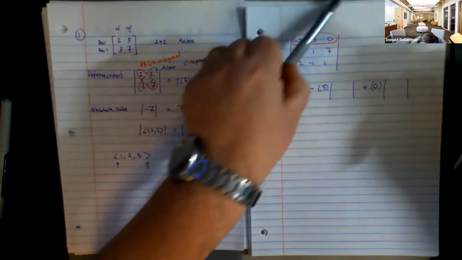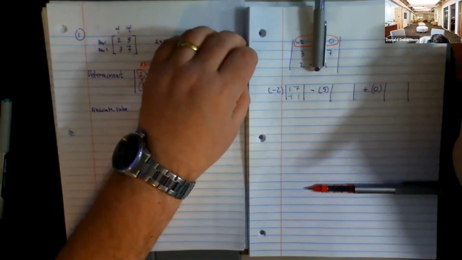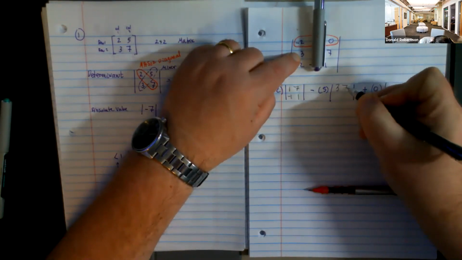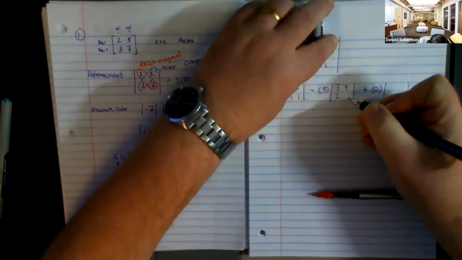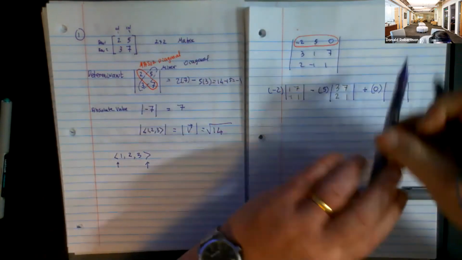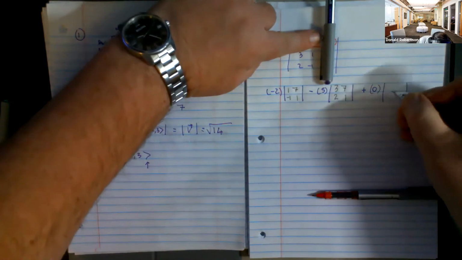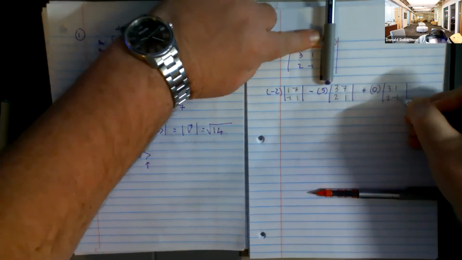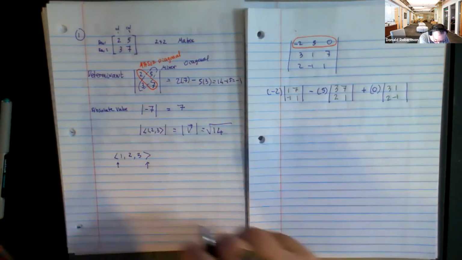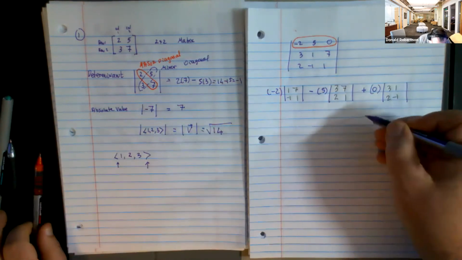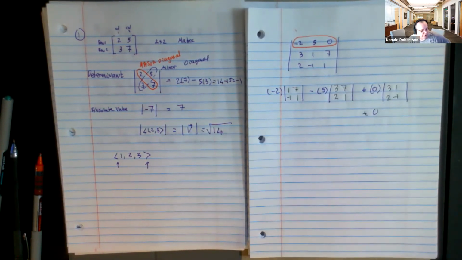If you go to the middle one, I can't really cover it up so well, but here we go. The 2 by 2 is 3, 7, 2, 1. And if you cover up the last one, you get 3, 1, 2, -1. If you get really lucky, as I did, you can just put +0 for this one, because it really doesn't matter what that is, it's going to get down to 0.